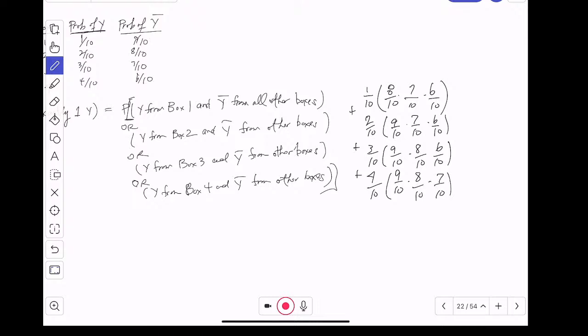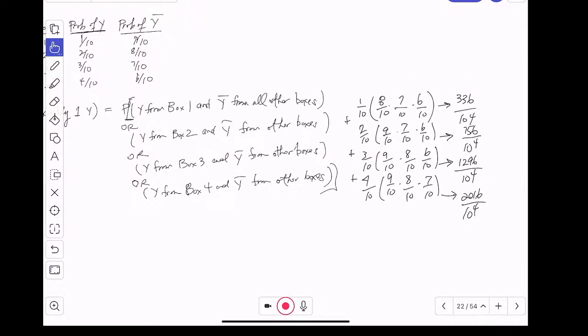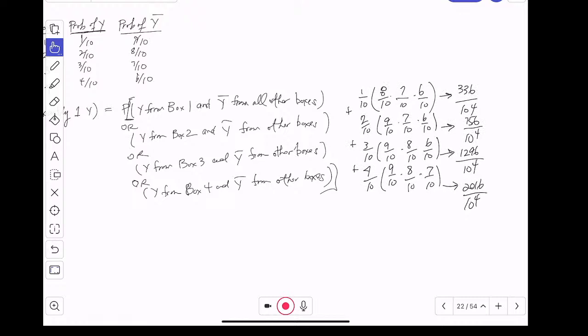And the best way to do this so it doesn't get messy is to leave it as fractions. So this is 336 over 10 to the power 4. This one is 756 over 10 to the power 4. Then 1296 over 10 to the power 4. And 2016 over 10 to the 4. Then maybe there's an easier way to do this. I don't know. But when I just looked at this before the class, this is what I came up with.